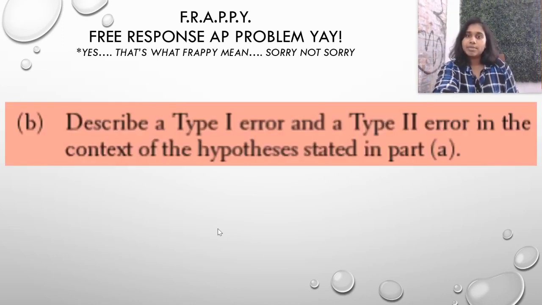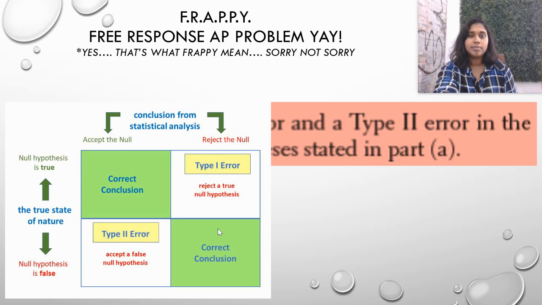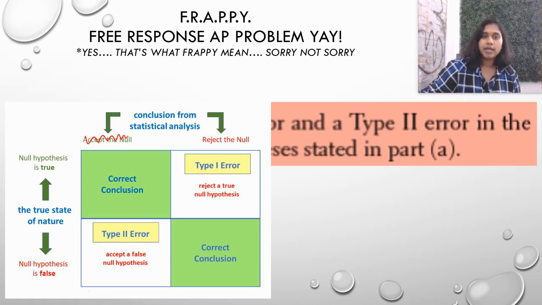Moving on. Let's describe a type 1 and type 2 error in the context of the hypothesis stated in part 1. So to recall about type 1, type 2, I pulled up this little image. I really like these little charts to help understand this. So if I'm looking at the null hypothesis, let's change the language here. I have failed to reject. So we'll do that. So let's start with rejecting the null.